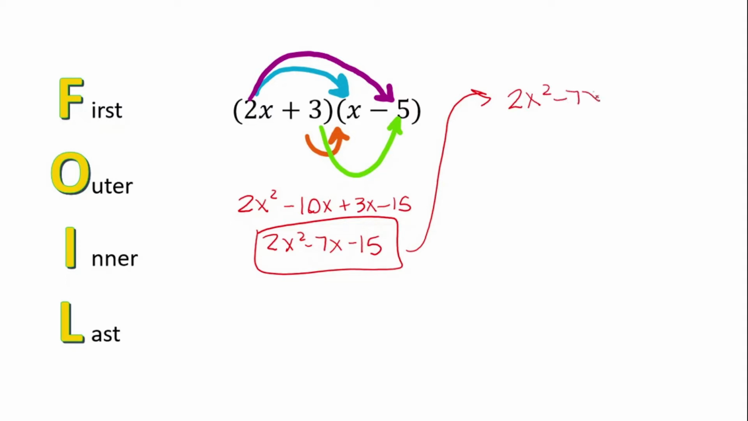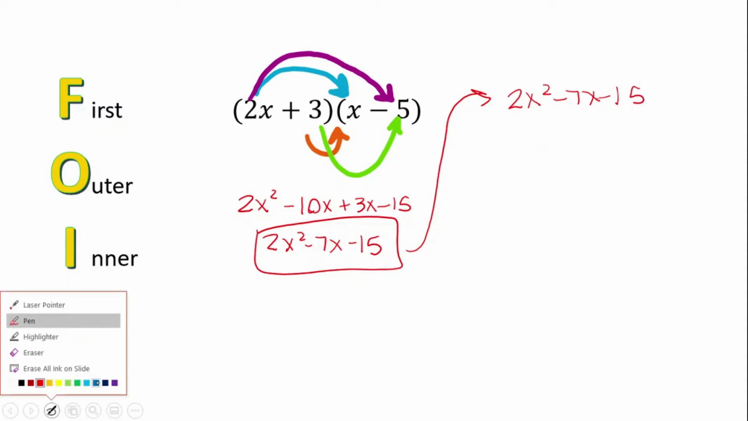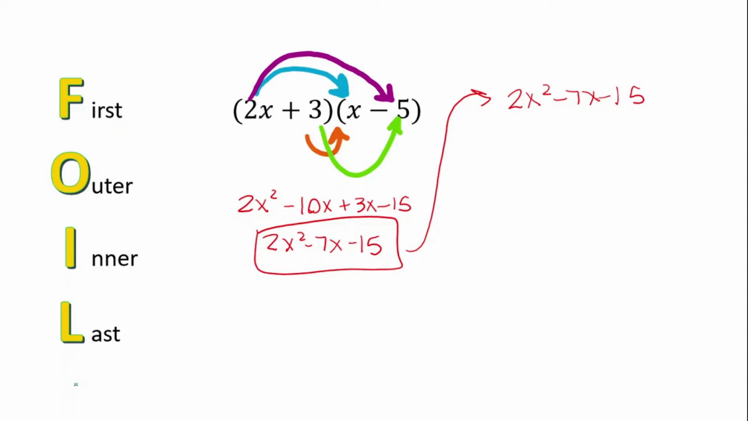Let's talk about where each part of this expression comes from so that we can factor it. The first term, 2x squared, comes from the F part of FOIL, where we would multiply the first times first. For this example, 2x times x.